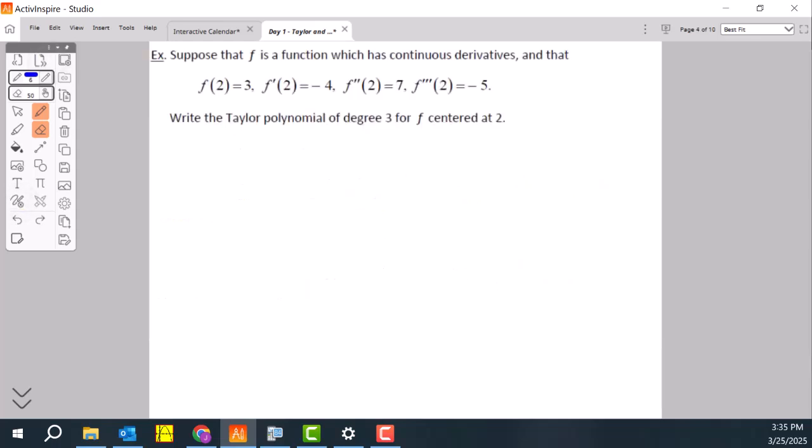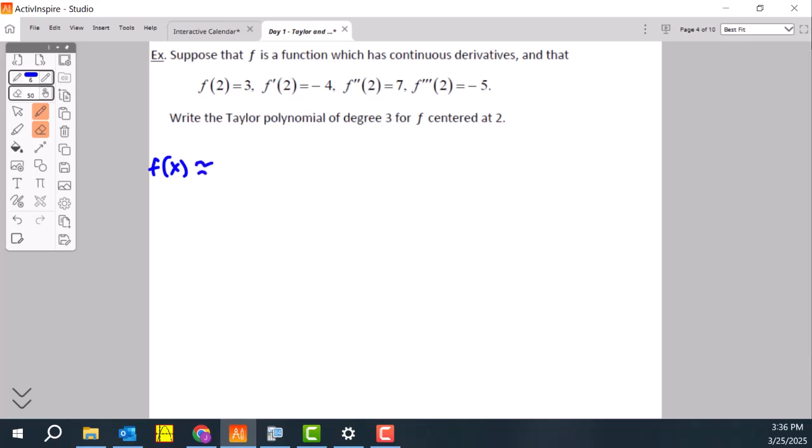So let's look at our first setup. This one's given us a lot of information about f. One of the big things we can identify is since it told us that 2 was plugged into all these, that's going to mean our center is 2, and we see that said here. Also, it gave us 1, 2, 3 derivatives, which means we're probably looking for a polynomial of degree 3, which it told us there. So let's go ahead and just plug this into our formula.